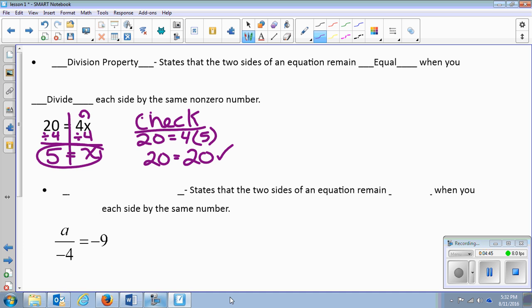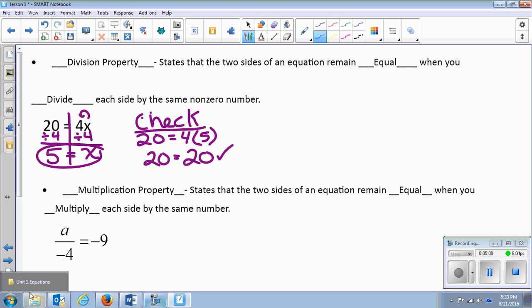The last property we're going to learn today is called the multiplication property. That states that two sides of an equation remain equal when you multiply each side by the same number. So you're going to use the multiplication property in any problem you have division. Because like I said before, the opposite of division is multiplication. They're the opposite of each other.